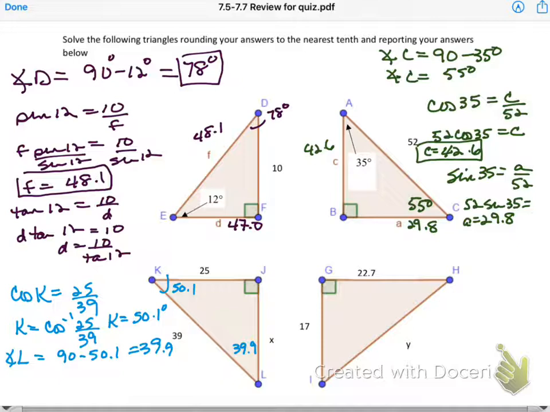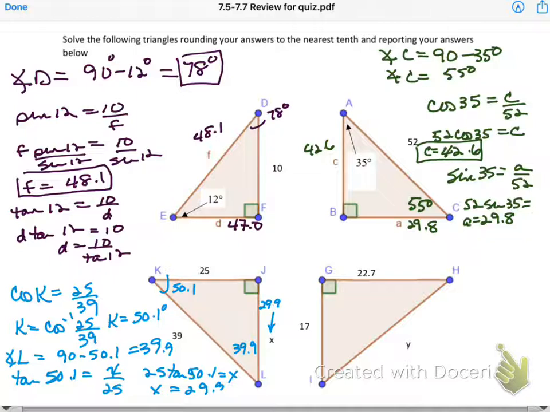So then I just have one missing side. And so what I said was the tan of 50.1 equals x over 25. So 25 times the tan of 50.1 equals x, and I'm getting x to be 29.9. So 29.9 is my x.